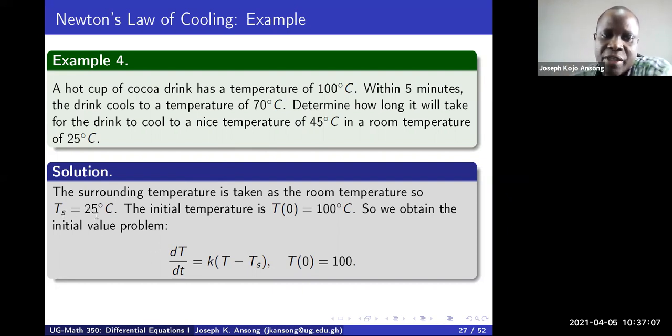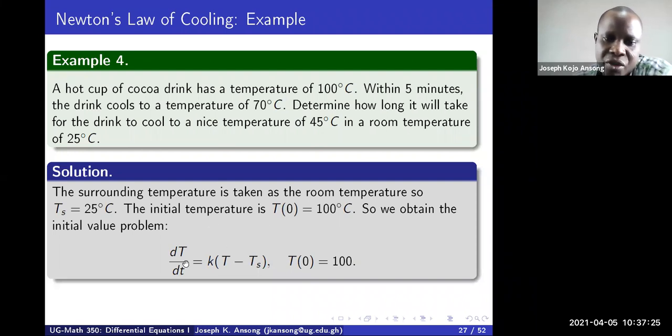So Ts will just be 25 degrees. That's the temperature of the surrounding. Now, the initial temperature is 100 degrees. So we'll say T at 0 is 100 degrees. Okay, so if you use this and use that, you get your model, right?